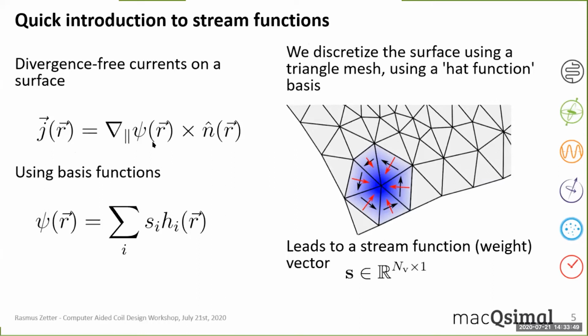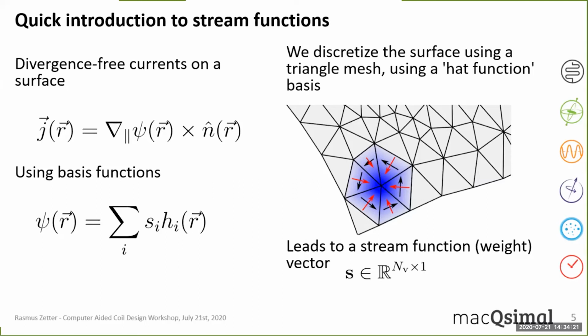And that is, the surface current is the gradient. First we have the gradient here on the surface and a cross product with the normal. So you rotate the gradient around 90 degrees to get the current. And this stream function psi can be represented using any set of basis functions. So you have the actual basis functions themselves, h, and each basis function has a weight s.